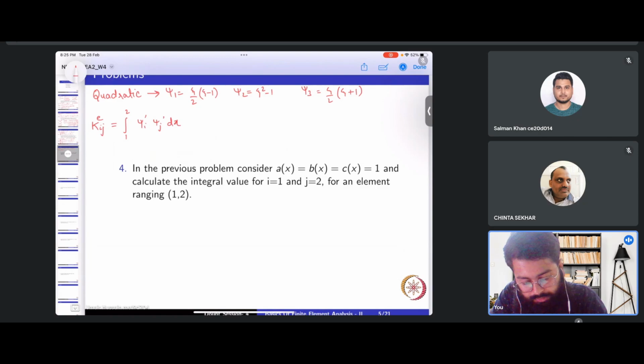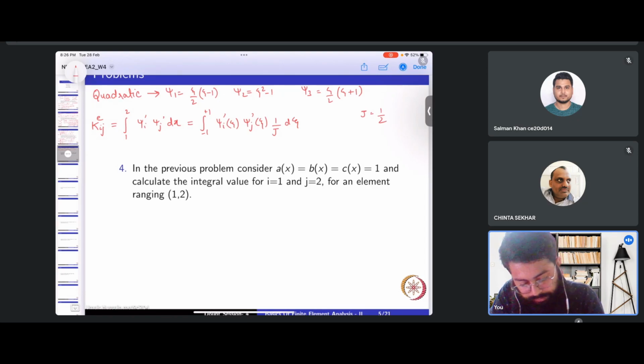So the first thing we need to do is transform the limit to minus 1 to plus 1, and psi prime becomes a function of zeta now, with 1 upon Jacobian times d zeta. So the Jacobian is basically h by 2 and h is 1, so the Jacobian is half. So 1 by Jacobian is 2.